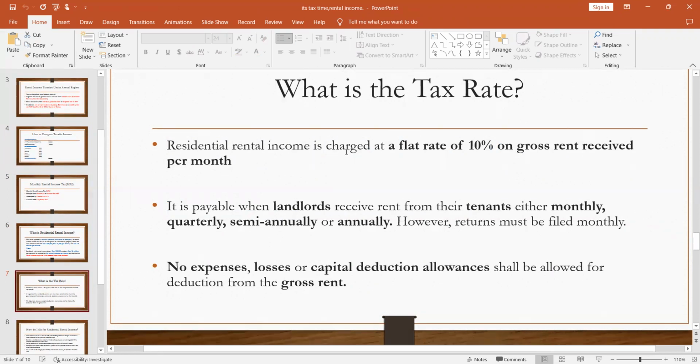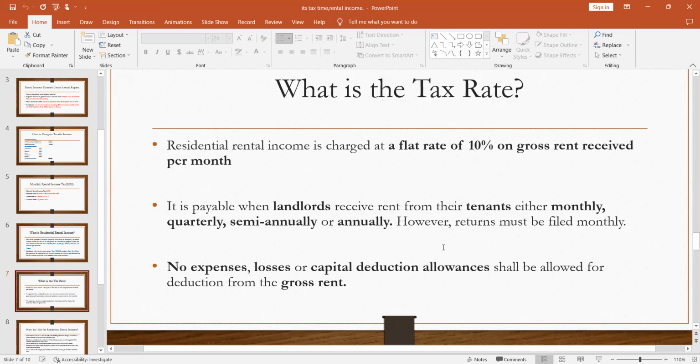For people who qualify for MRI, residential rental income is charged at a flat rate of 10% on gross rent received per month. So if you receive 24,000, because the minimum is 24,000 per month, which translates to 288,000 per year, and less than 15 million in a year, then remember you are supposed to be charged a flat rate of 10% per month.